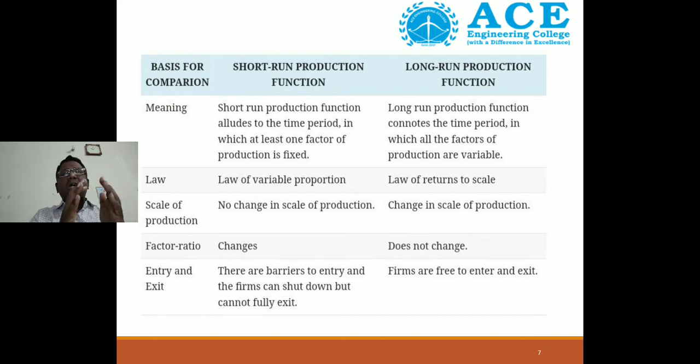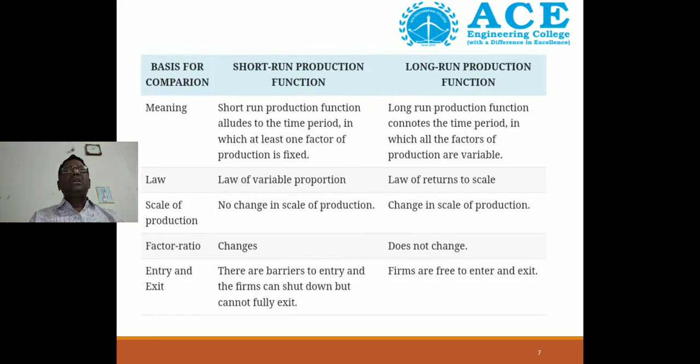So what we learned up to now, we learned about the long run production function. What is the example of the long run production function? Returns to scale. In the previous sessions, what we learned? Short run production function, with the concept of law of variable proportions. Law of variable proportions is the short run production function. Law of returns to scale is the long run production function.